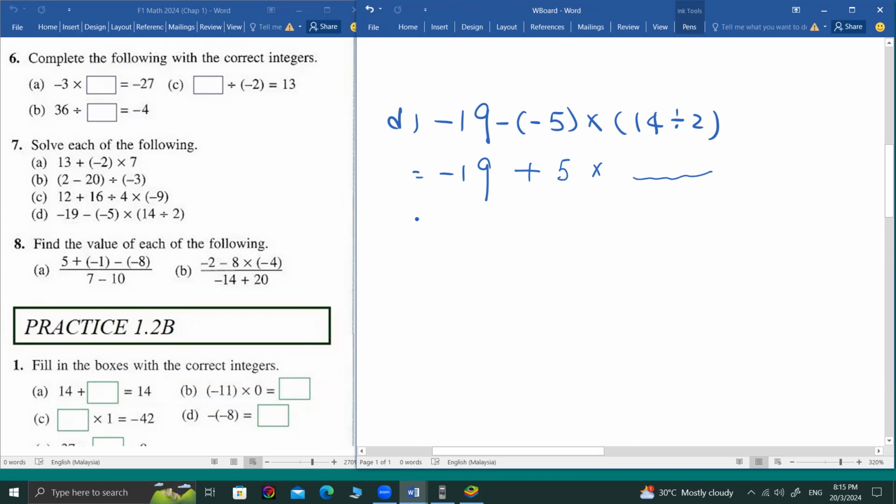Then you see the multiply one, right? Okay, so you do this first. Then after that, come to the final answer. Understand? Okay, now complete number 7.